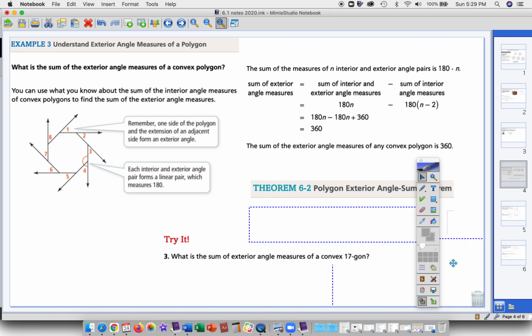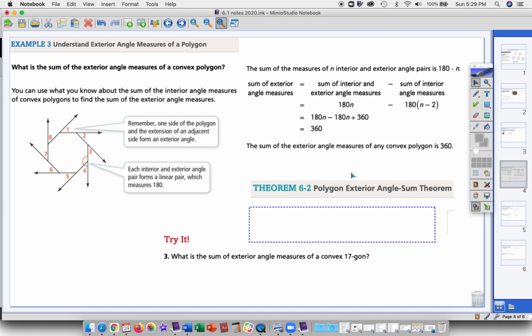And then with some algebra, we come up with the fact that the sum of the exterior angle measures of any convex polygon is 360. So that's a very useful thing to know. That can make a lot of problems much simpler. It's often easier to work with the exterior angle measures than the interiors because we know that it's always equal to 360 for any convex polygon.